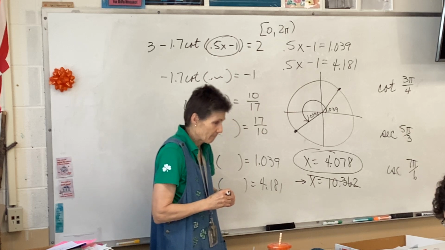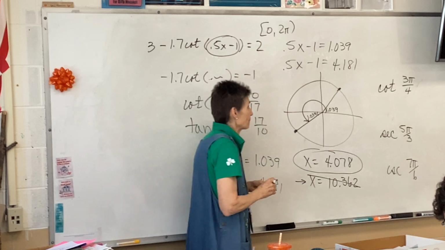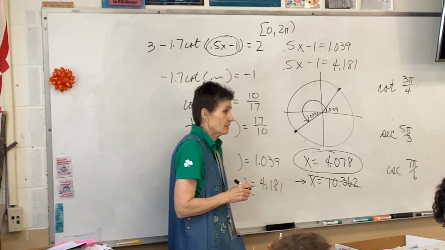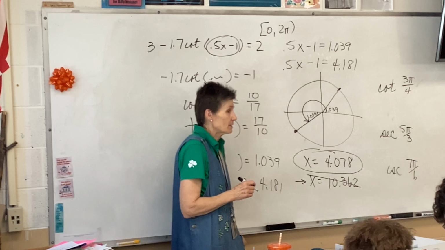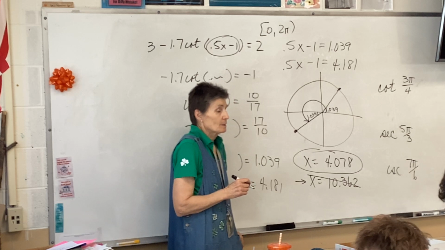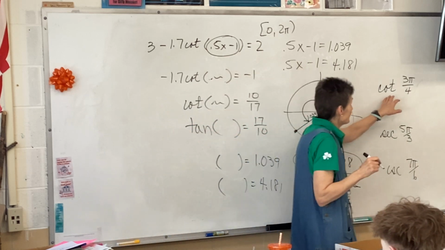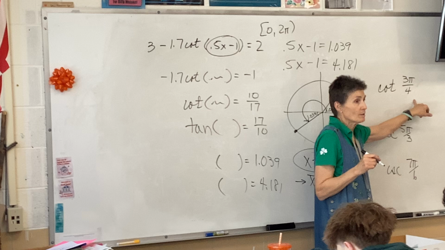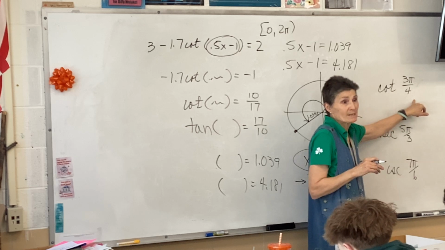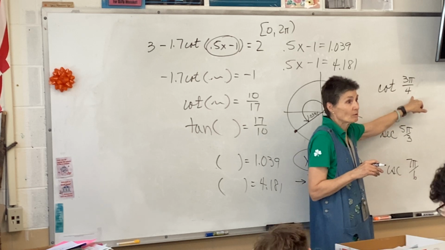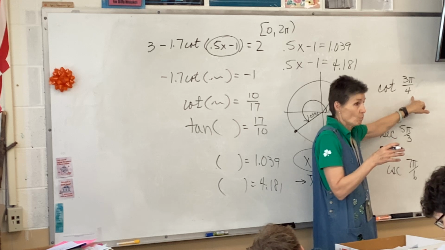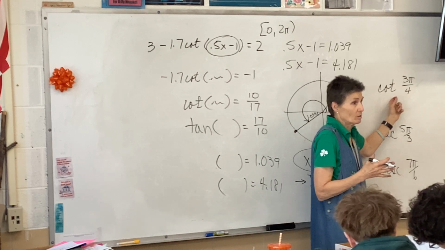Why is this not a problem on my calculator? We're not doing this on our calculator. This is without calculator. So think about it. Could you find the tangent of 3 pi over 4? Actually, you might have that memorized. The tangent of 3 pi over 4 is -1. What's the reciprocal of -1?